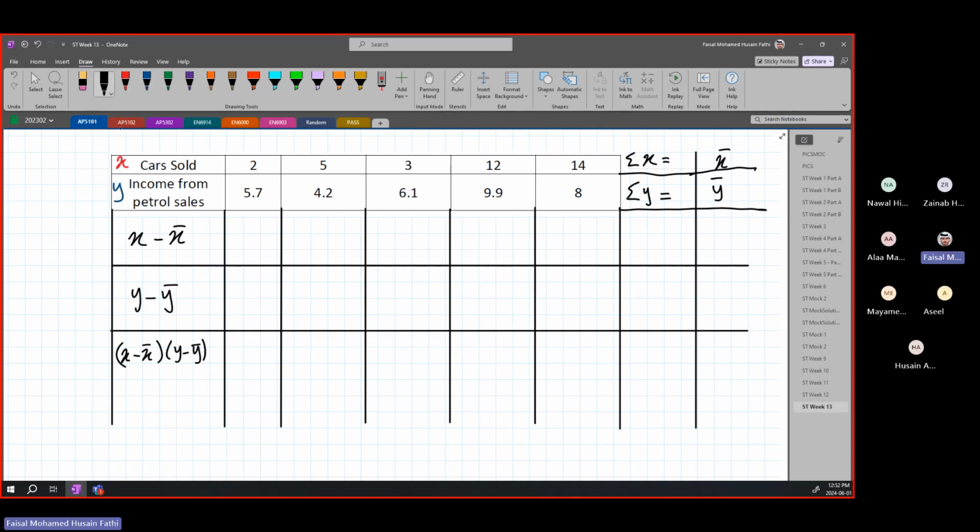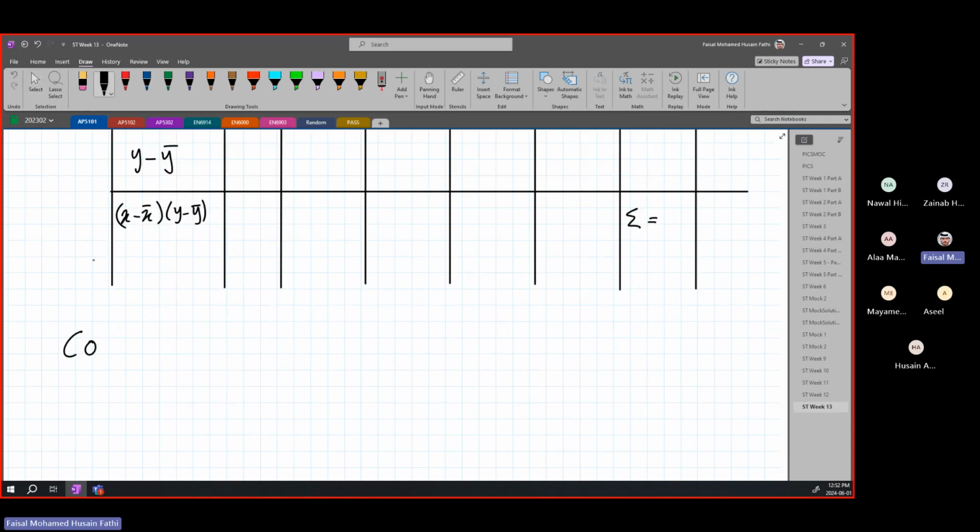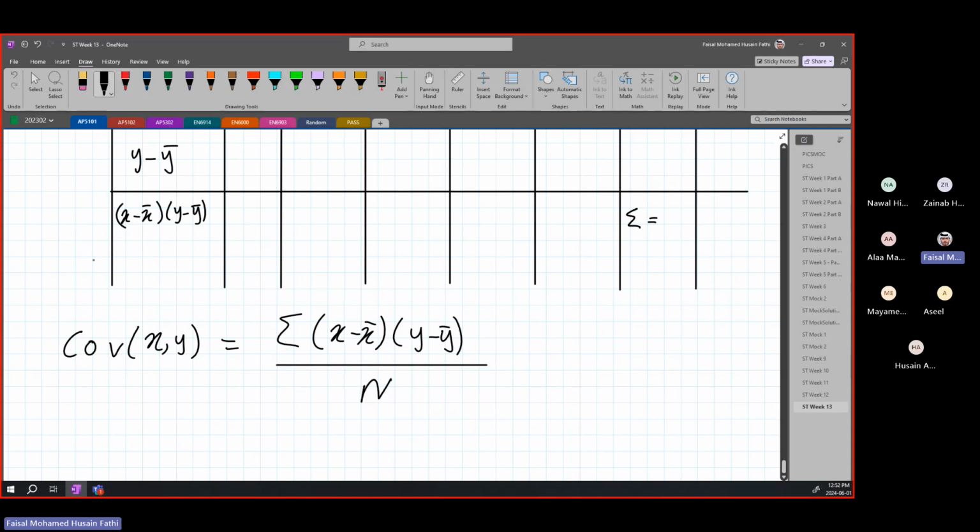And then you're going to do your calculations for x minus x bar, fill out this table. Once you fill out this table, you're going to find your sigma over here, the summation of these. All right. And then you're going to apply your covariance equation, covariance xy, which is equal to the summation of x minus x bar times y minus y bar, all over n. In this case, because we're talking about population, it's just n at the bottom. Okay. Again, this is because this is population, not sample. All right.